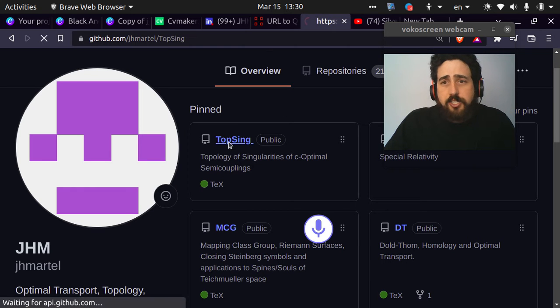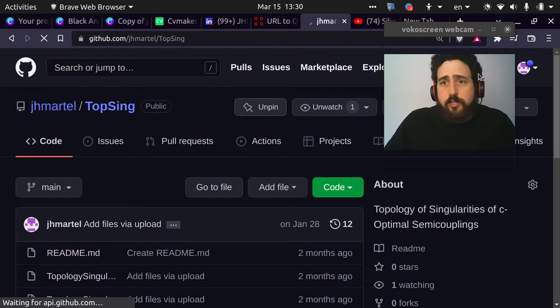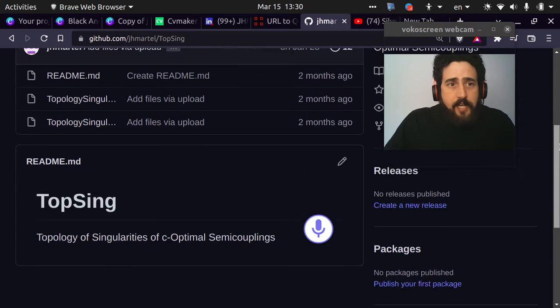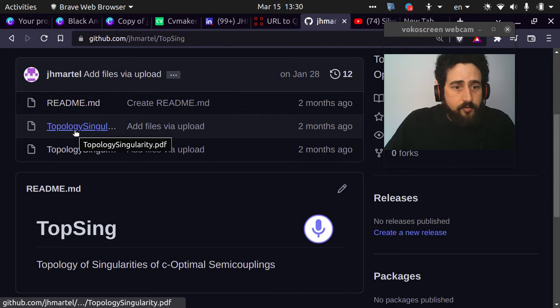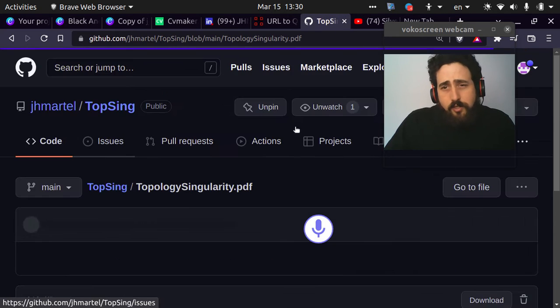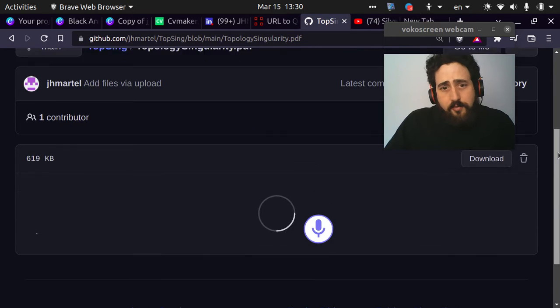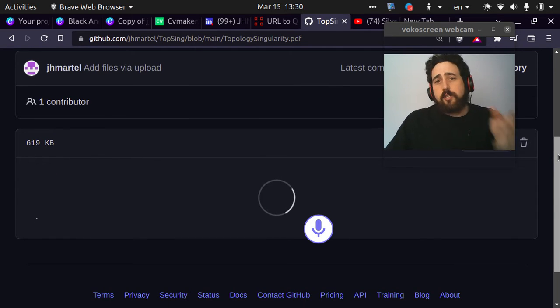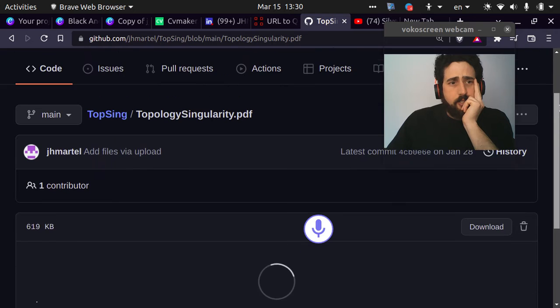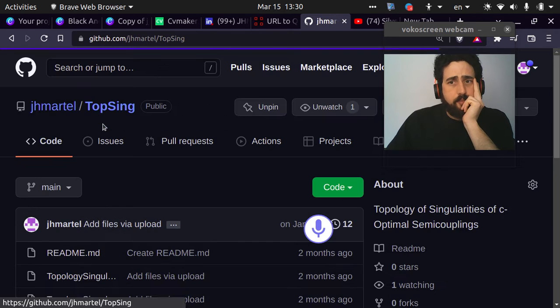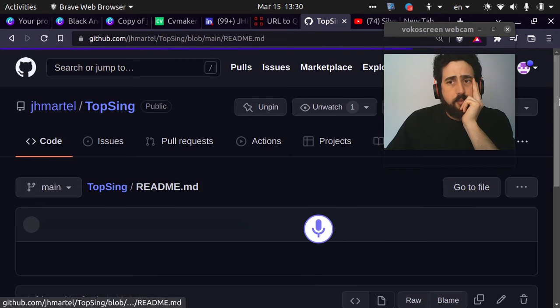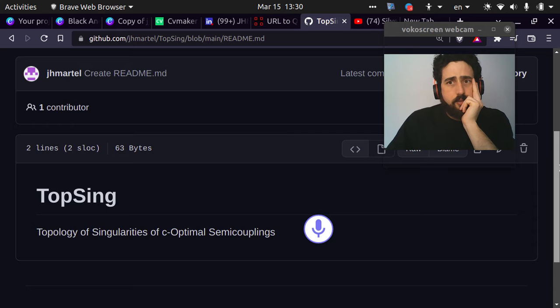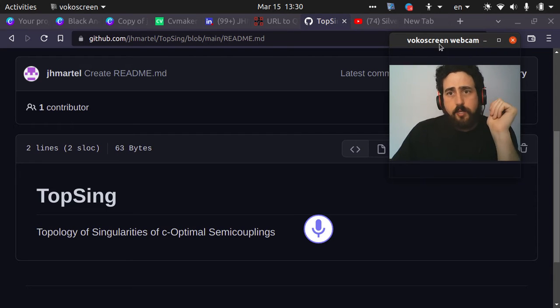My first passion is here, my thesis, Topology of Singularities. And the point of this is just to have finally uploaded some document to the archive. It took me so long to get this here. That reminds me, there should actually be a link to the archive in the README, which I didn't do. Yeah, I will do that at the end of this video.